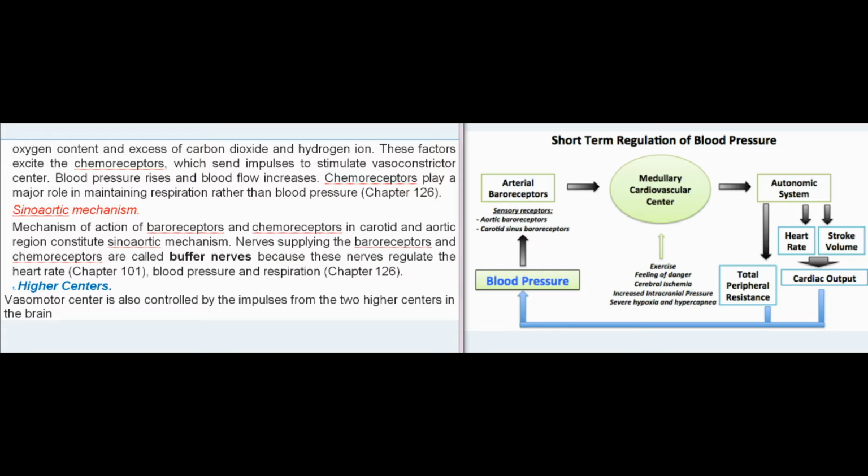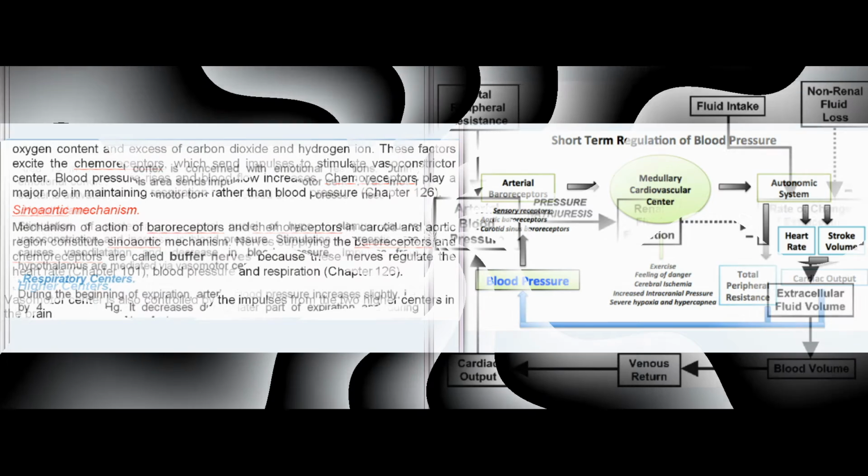Sino-aortic mechanism. Mechanism of action of baroreceptors and chemoreceptors in carotid and aortic region constitute sino-aortic mechanism. Nerves supplying the baroreceptors and chemoreceptors are called buffer nerves because these nerves regulate the heart rate, Chapter 101, blood pressure and respiration, Chapter 126.